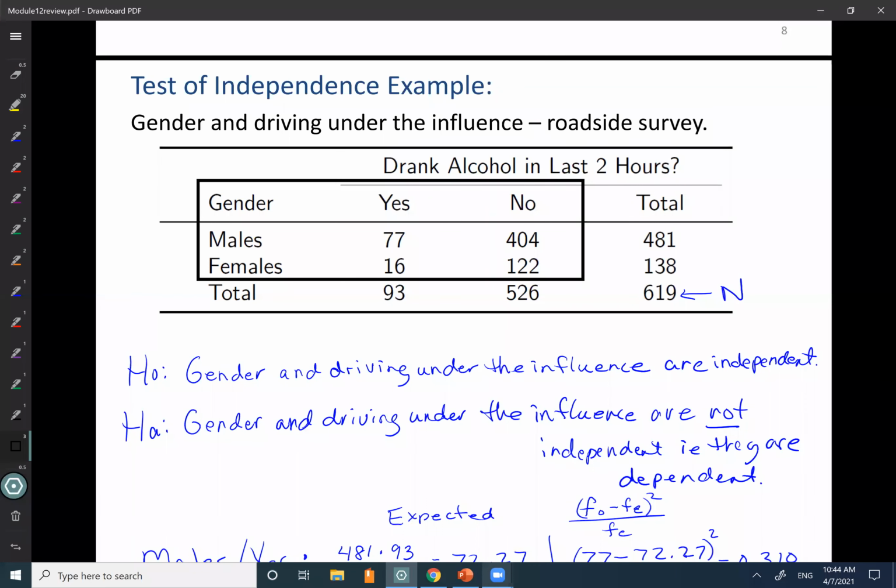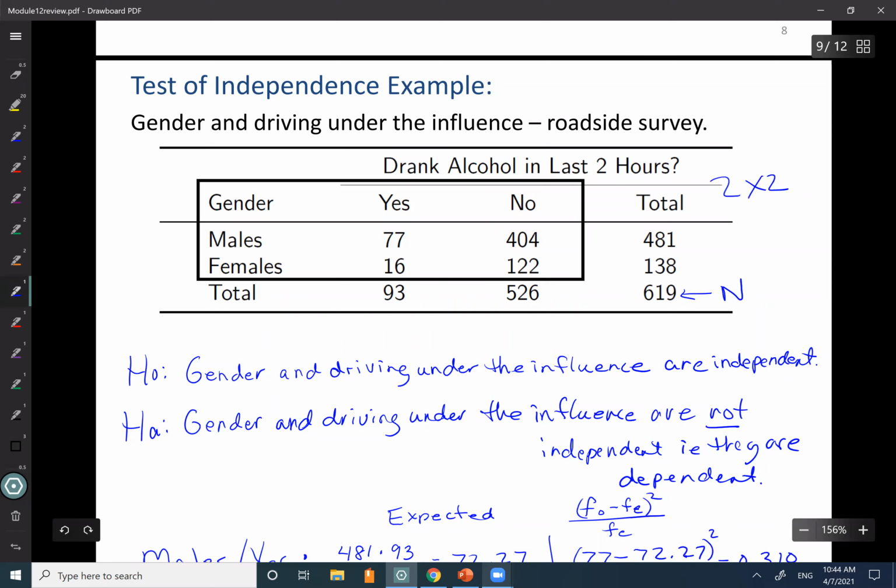So we have yes, no, that's the driving under the influence answers, and male, female. So this is a 2 by 2. Oh, okay, let me just erase that. This is just a 2 by 2 table, right?